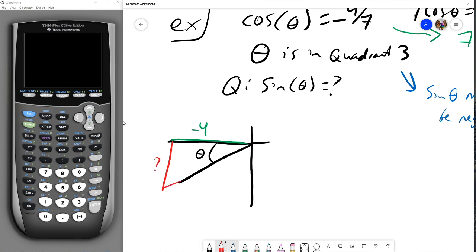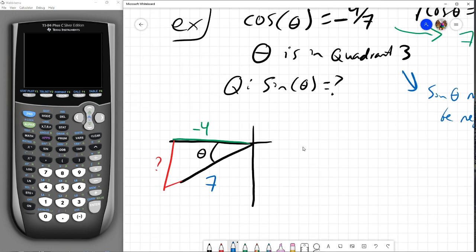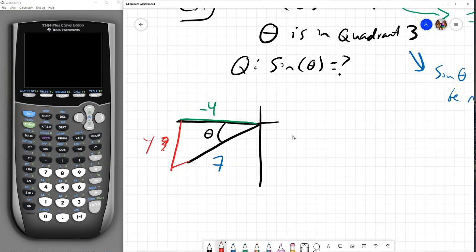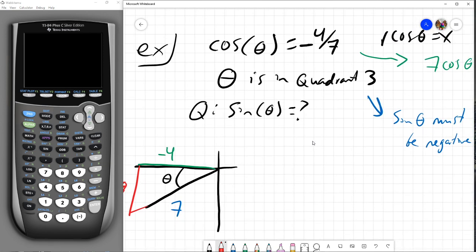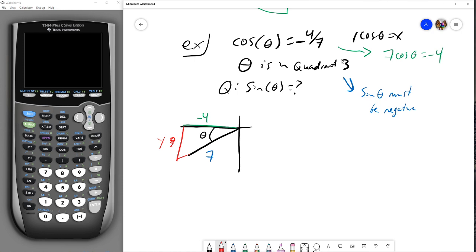Well, that's the question mark. We don't know what y is, but we do know that this right here has to be 7. So we need to find this y coordinate here. Maybe instead of a question mark we'll scribble that out and use a y. We're looking for y because we know what r is. Let's zoom out a little bit. Yeah, there we go, that's better. We know what r is because in this setup, if we multiply both sides by 7, we see that r is 7. So then to solve this, we can use the Pythagorean Theorem.